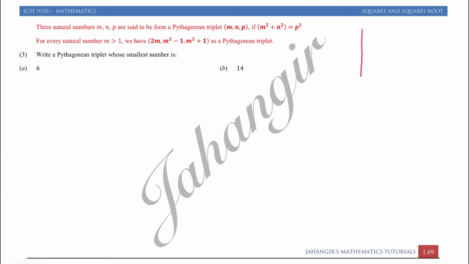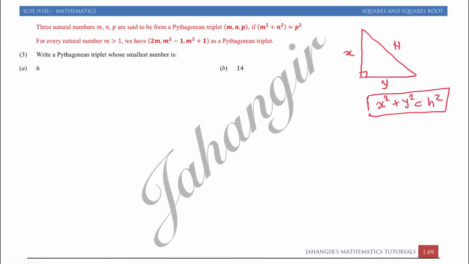A Pythagorean triplet works only in a right angle triangle. You might know the Pythagoras theorem. What is the Pythagoras theorem? Hypotenuse square is equal to the sum of the squares of the other sides. If I call this side x and this side y, let me write it properly. You learnt this in geometry in 6th, 7th standard. With x, y and h, where h is the hypotenuse, we can say x square plus y square is equal to h square. This is a Pythagorean triplet. You should know the Pythagoras theorem.